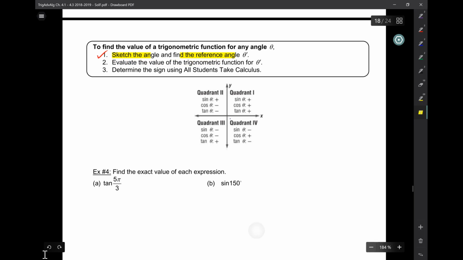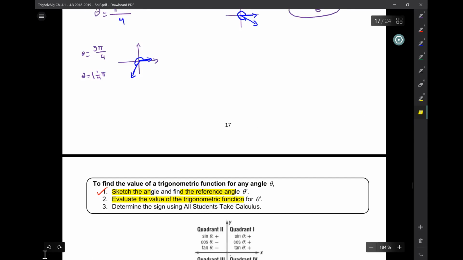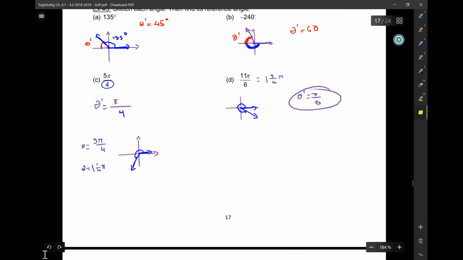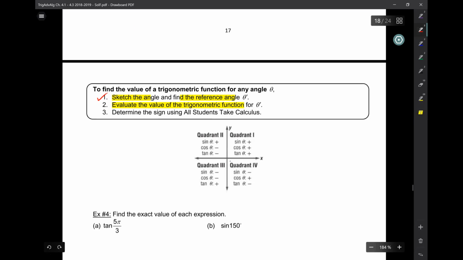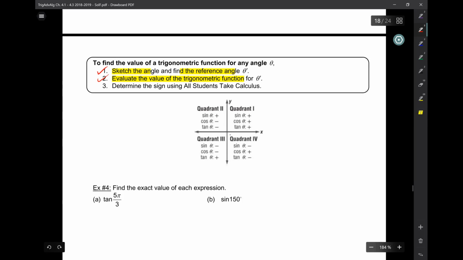Evaluate the value for theta prime. So once we have that the reference angle is pi over 6, then we just find sine of pi over 6. We can do that. We know how to do that. We learned it before. Then determine the sign. And this is where I hate that sign and sine sound the same.